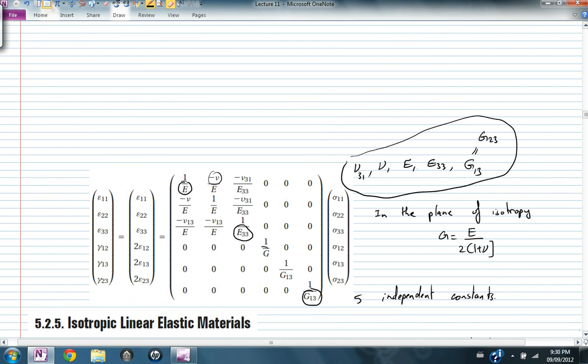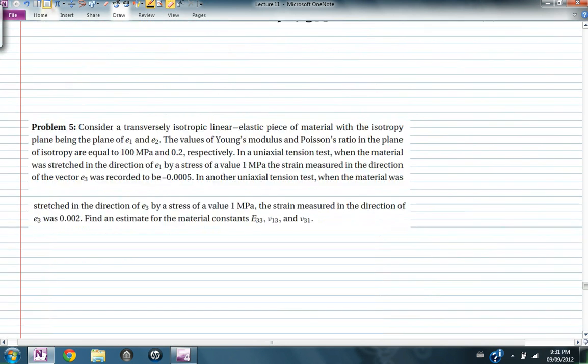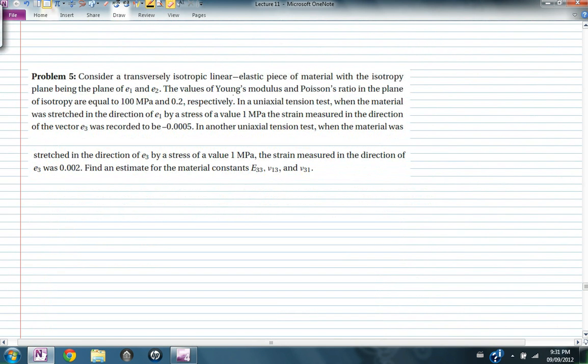Okay, so this is the relationship. Now, I have to make sure that it's the same axes. The axis of symmetry for this relationship is E3, and the plane of isotropy is E1 and E2, the plane with E1 and E2, and so this is exactly the relationship that we need for our material. And we already have, in the plane of isotropy, E equal to 100 MPa, and Poisson's ratio is equal to 0.2.